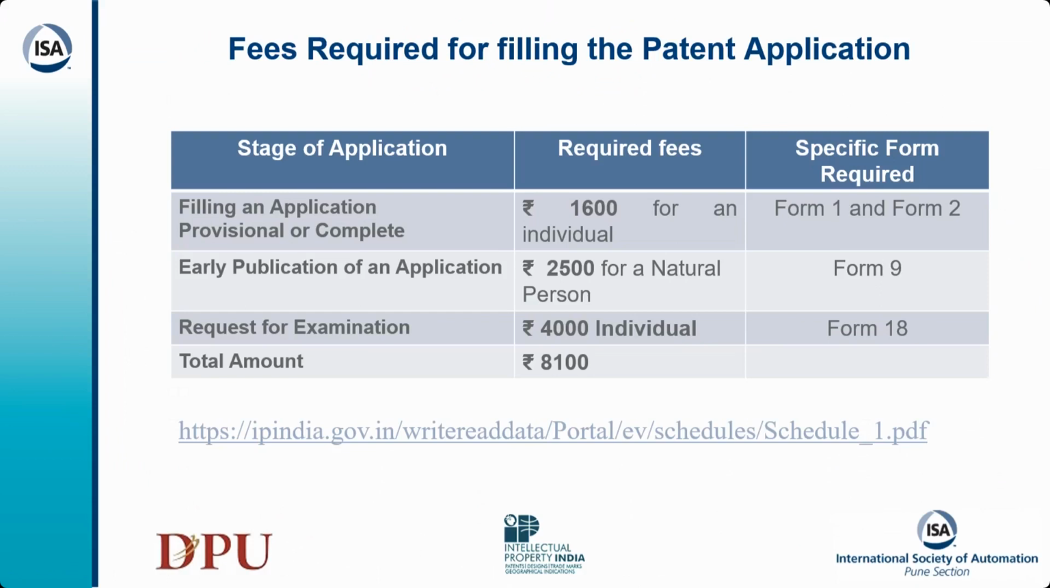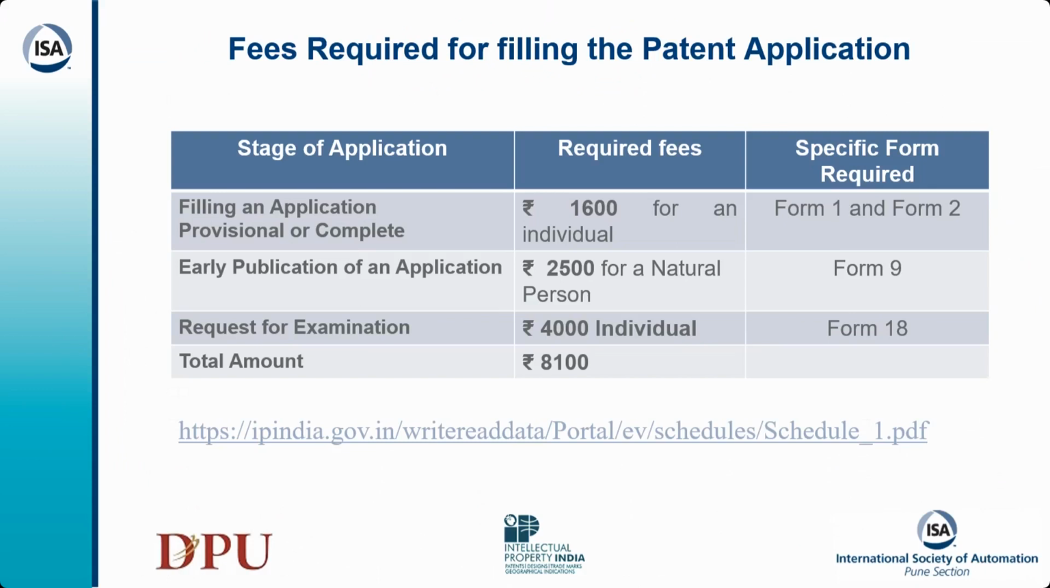Next is the request for examination. As I already told you, you can file the expedited examination, and if you don't want to go for expedited examination, once your patent is published, you can file the request for examination. We have to do this on our own, and the charge for that is 4,000 rupees, along with Form number 18. You have to fill up the form, and all of this can be done online.